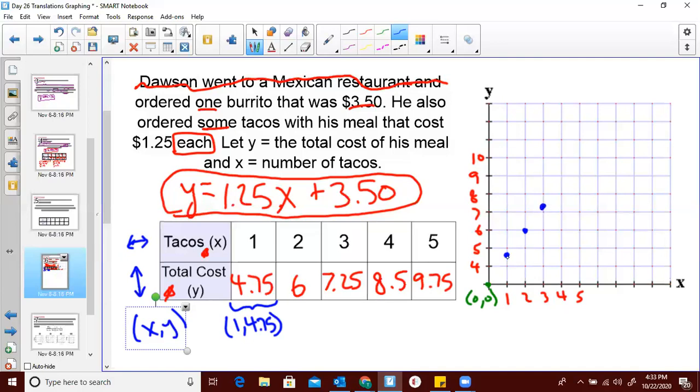And when you're doing stuff like this, it's okay to guesstimate, right? Especially when you see these in real life or on an exam or a test or exit ticket or whatever, they're going to be in between the numbers. So you're going to have to kind of use your better judgment.